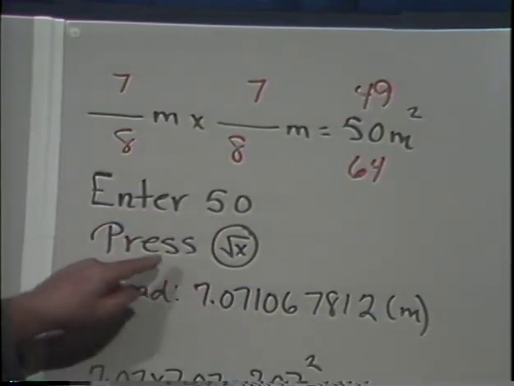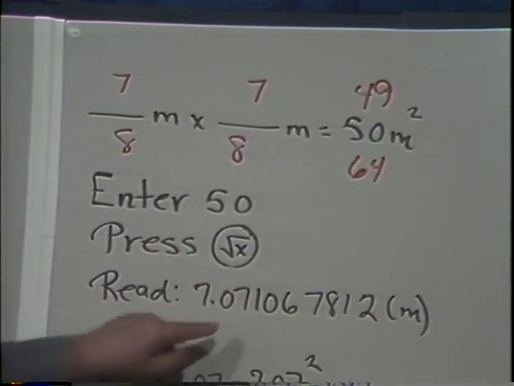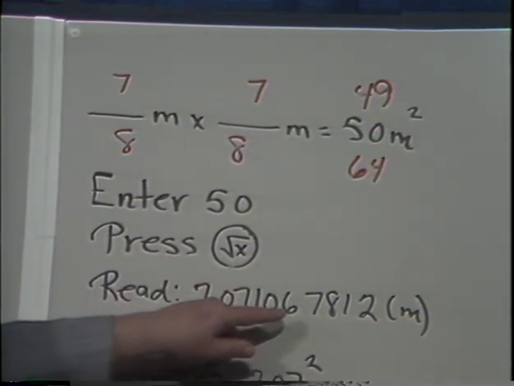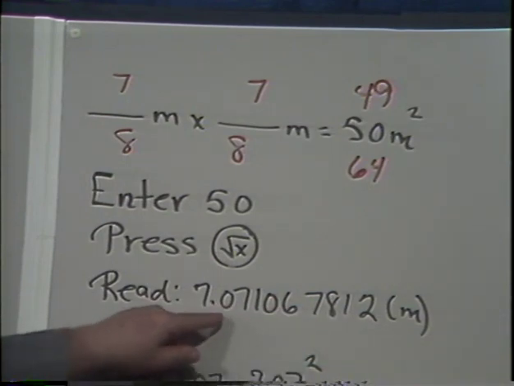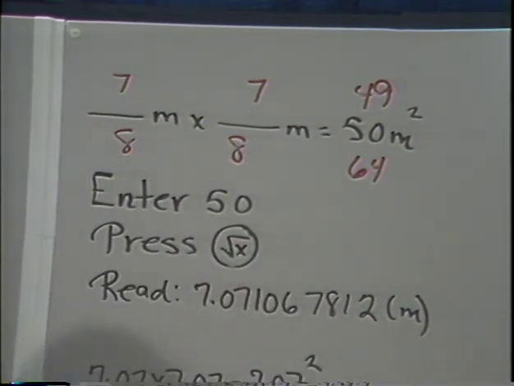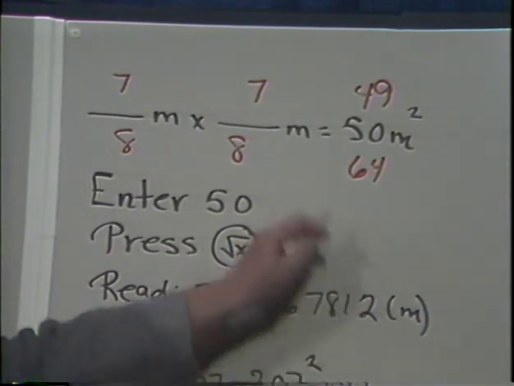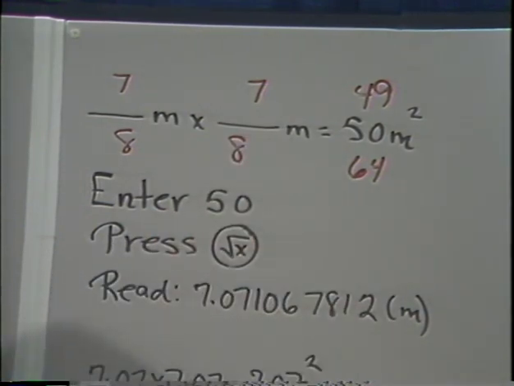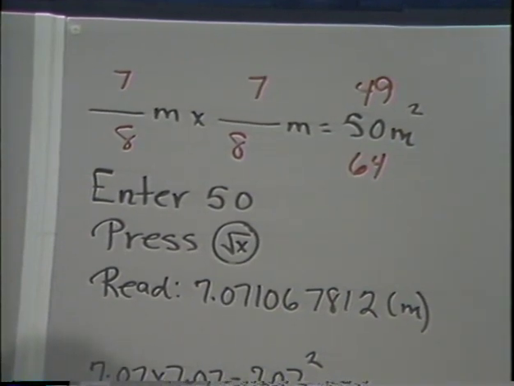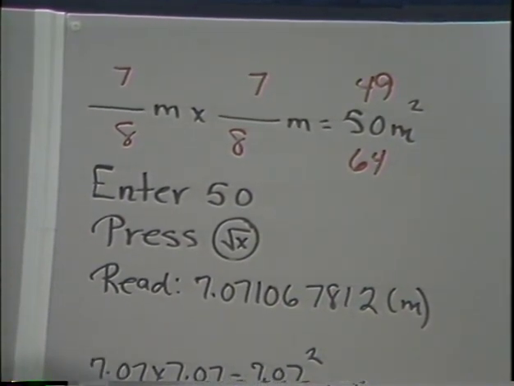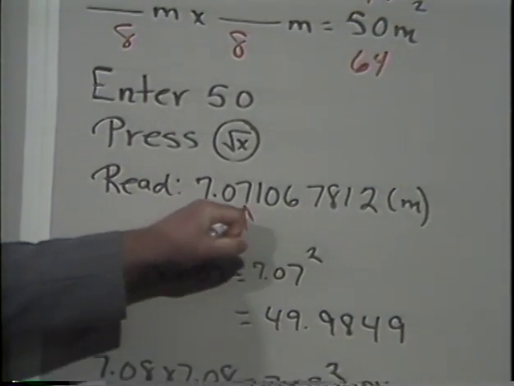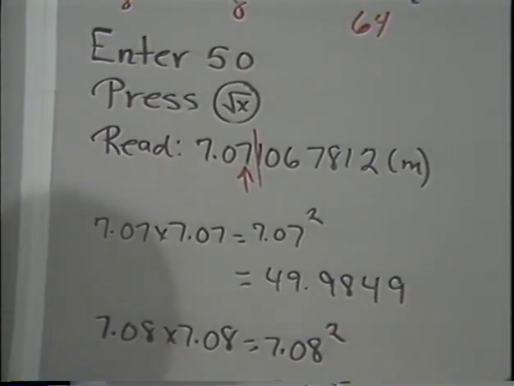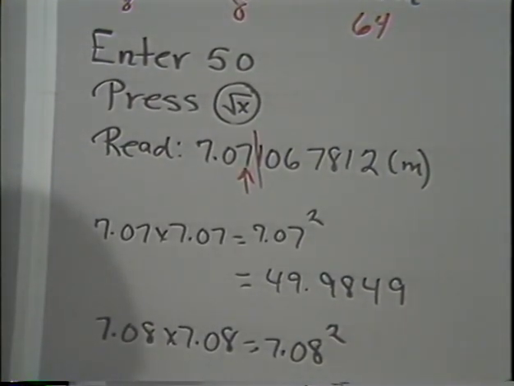I enter the 50, I press the square root sign, and immediately what lights up on my calculator is 7 point, and look how many decimal places it gets for me, 7.071067812. I have to supply the label myself. It's meters, and that's how long each side is. But the problem said to round it off to the nearest centimeter. That means to the nearest hundredth, so I go over to here. This is a 1, so I just drop the rest. And so to the nearest centimeter, the length of each side is 7.07.